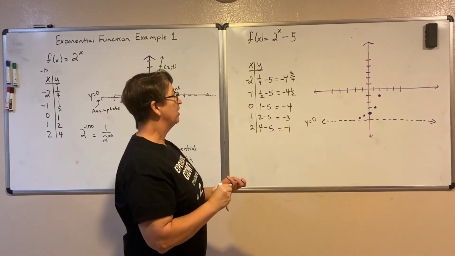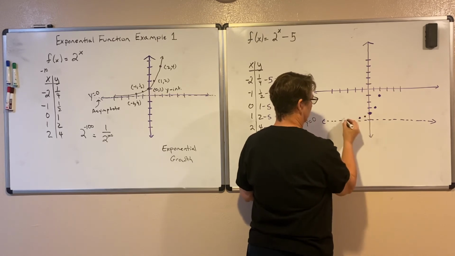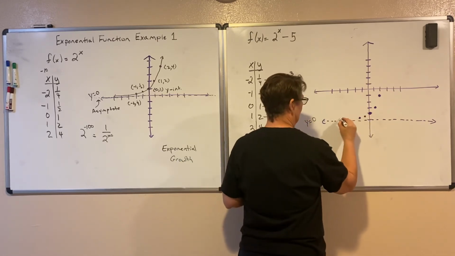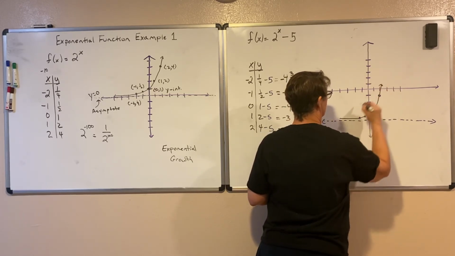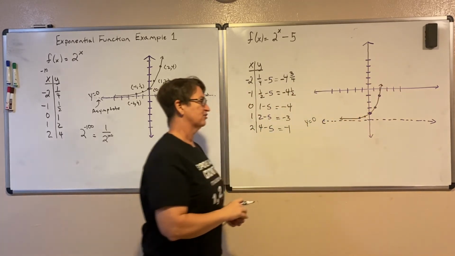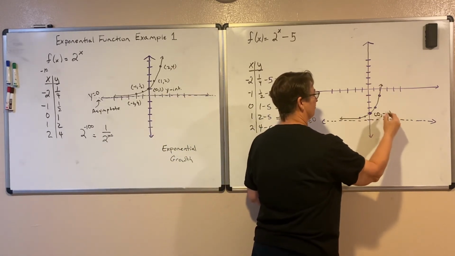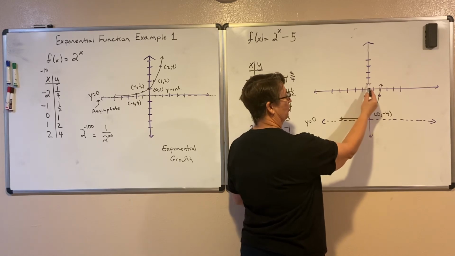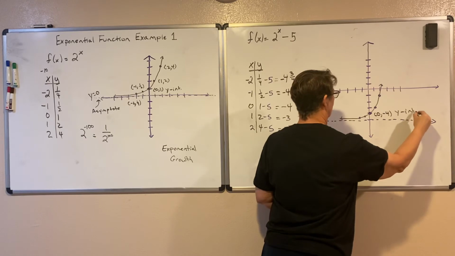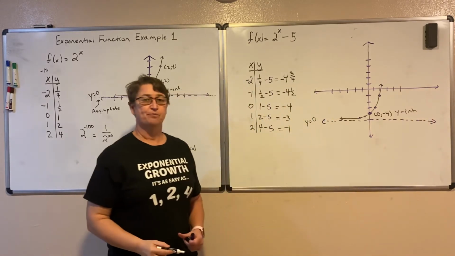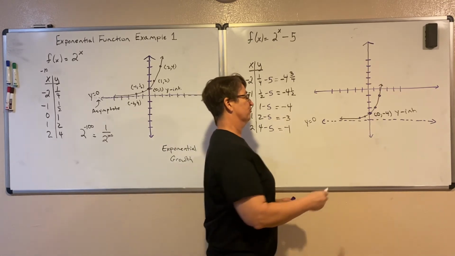So my new function here, using those transformation rules, making sure it has the same shape, looks like this. And again, it is growing exponentially. It just took all those points and shifted down 5 spots. So from (0, 1), I moved down 5 spots to (0, -4). Again, make sure you label all of your points in your exponential function.